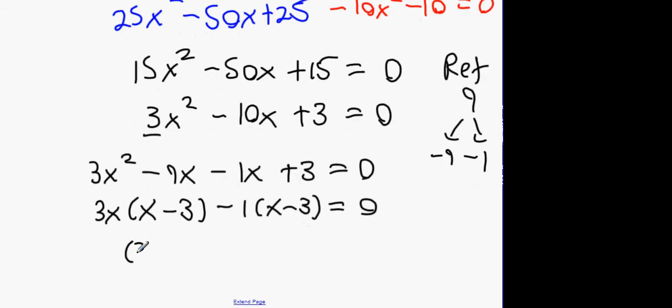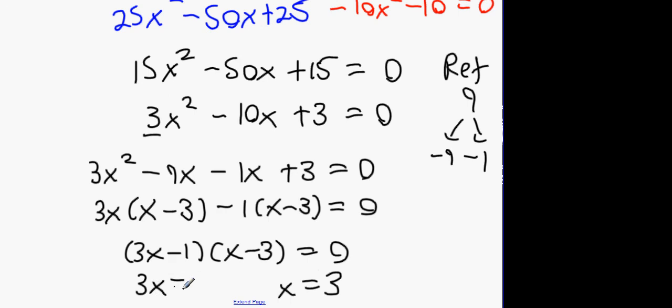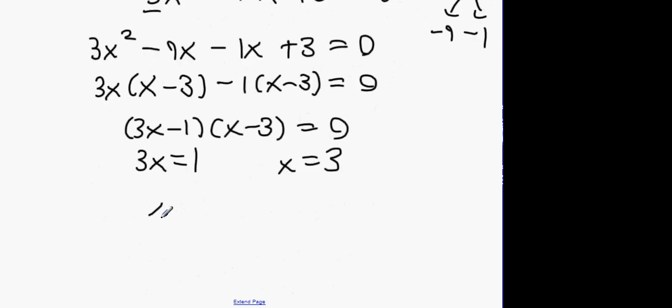Finally, we're going to get 3x minus 1, x minus 3 equals 0. We're either going to get x equals 3 or 3x equals 1. Therefore, x equals a third. So the two answers there are a third and 3.